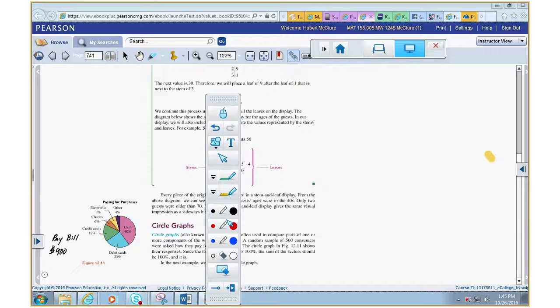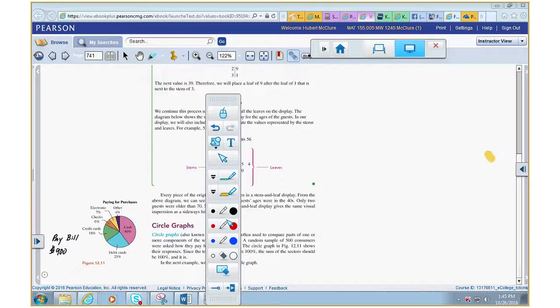Okay, I'm sorry. I pay my bills with $900. 40% of 900 is what I pay in cash. I pay my bills in cash. So somebody take 40% of 900. Well, 10% would be 90, times 4, which would be 360. So $360 of my bills I pay with cash. Well, how much do I pay with my debit card?